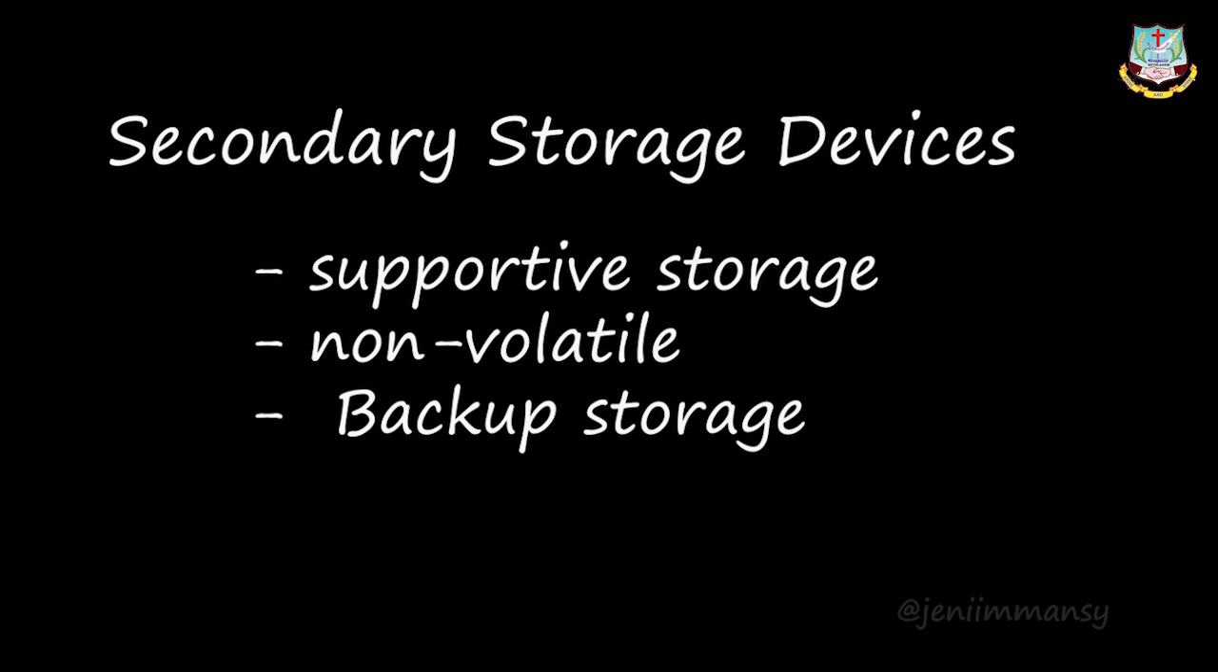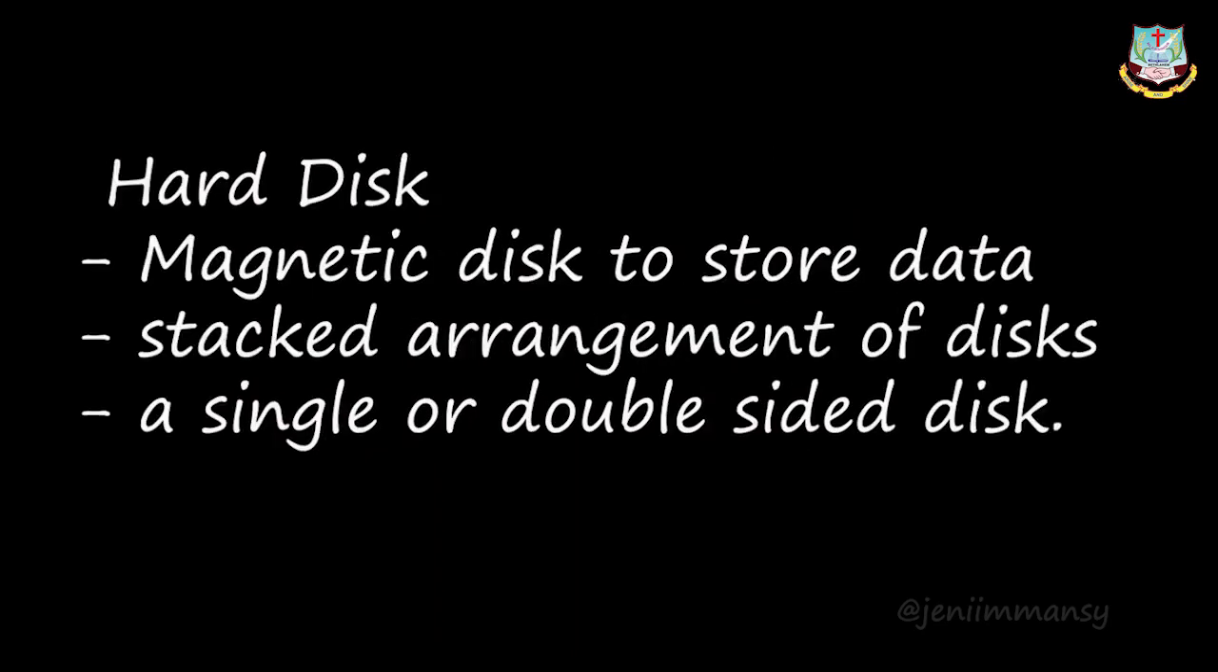In secondary storage devices, the first one is the hard disk. You all would have seen it: a hard disk is a magnetic disk which can store data. It has a stack-like arrangement of disks, with a pair of heads for each disk. One pair of heads will be there. The hard disk comes either as a single-sided or double-sided disk.